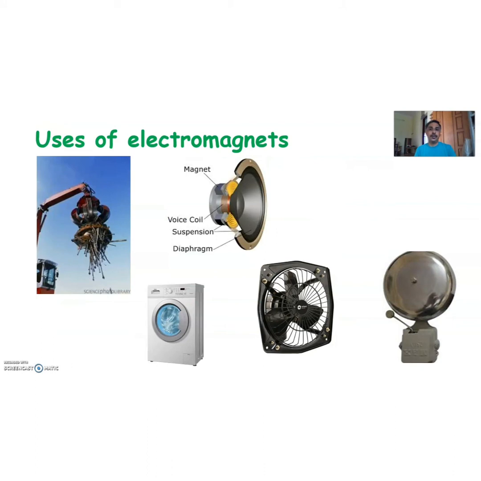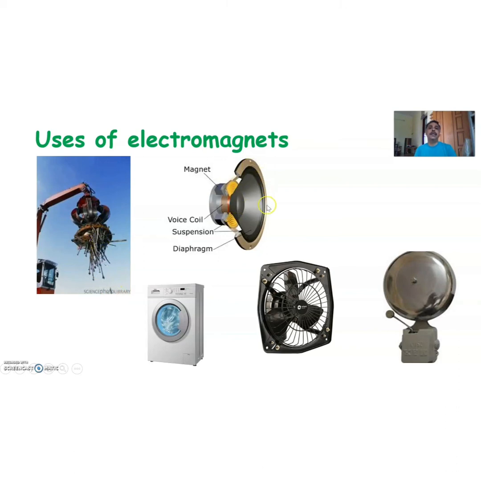Then uses of an electromagnet. In the first diagram, we have a garbage removing crane, right? In this crane, once the crane is started, the current from the battery flows to the coil of the wire. As a result, the coil of the wire produces a magnetic field around it, which picks up the iron filings and iron pieces from the garbage separately. So this is a remarkable invention.